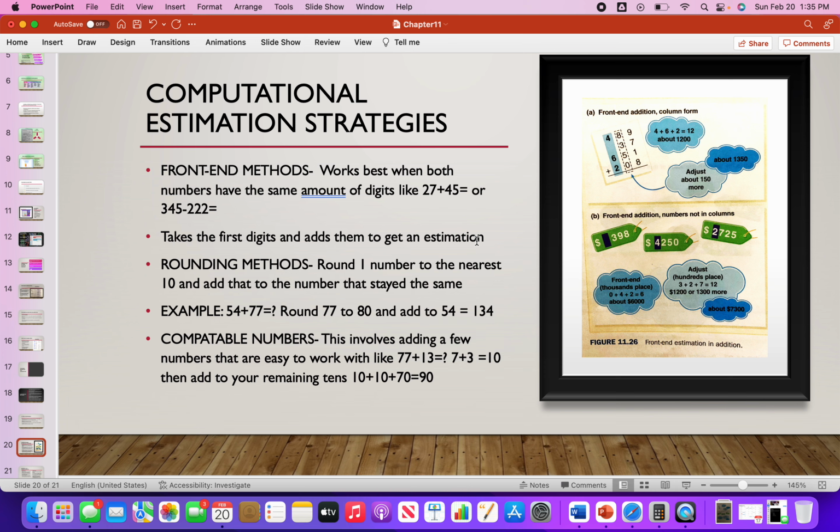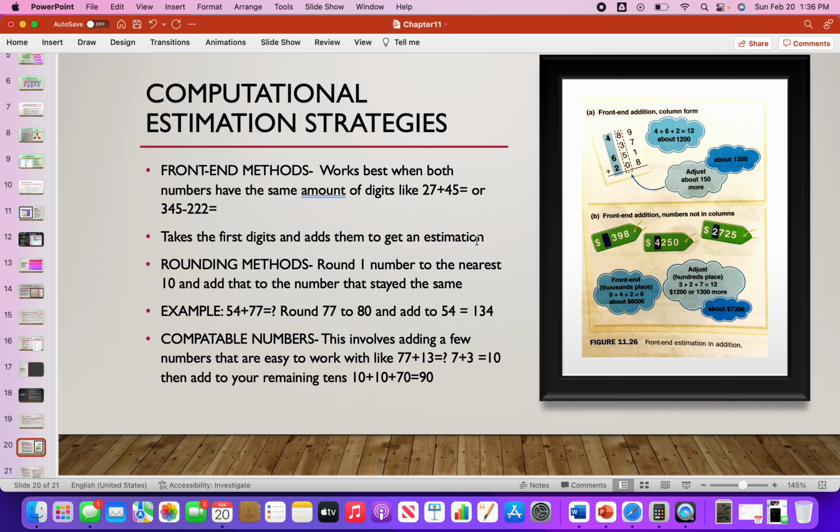Then there is also the rounding method, where you round one number to the nearest 10, and then the other number stays the same. So an example of this is 54 plus 77. So you round the 77 to 80, and then just add 54. 80 plus 54 is 134, and that would be your estimate.